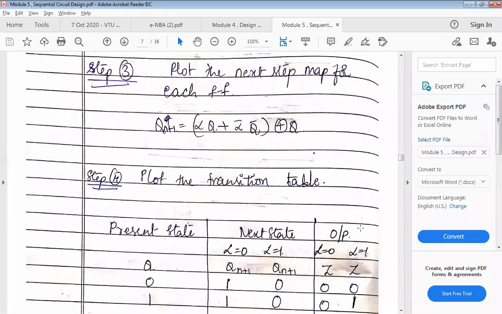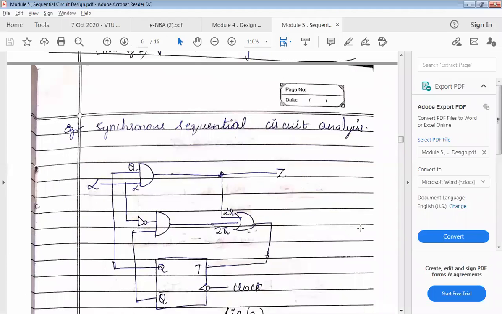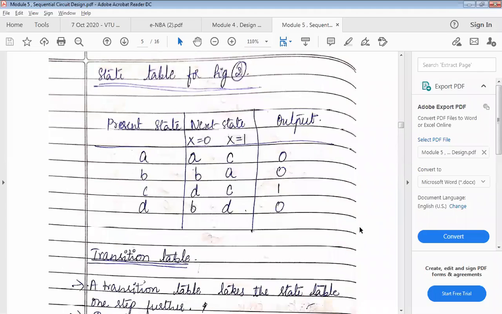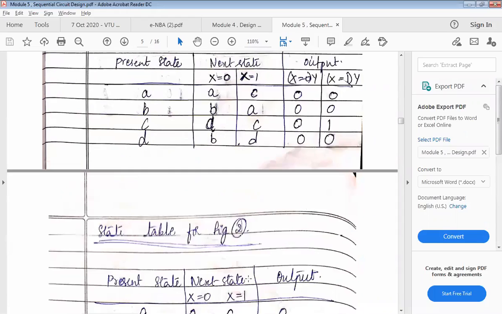This is actually a very simple module. Majority of it is concentrating on Moore and Mealy models, wherein you will have to develop state tables, transition tables, and construct circuits. So we will have an extensive learning about all these concepts in our upcoming classes.